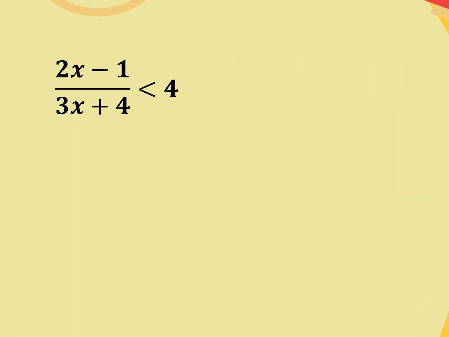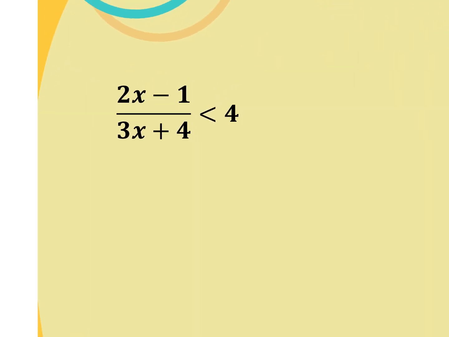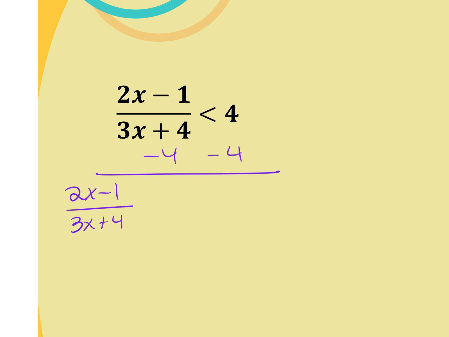For the next one, again, do not solve this as a proportion. Do not try to put a 1 under the 4 and cross multiply. We need to subtract the 4 from both sides. And I get 2x minus 1 over 3x plus 4 minus, and I could put a 4 over 1, is less than 0.